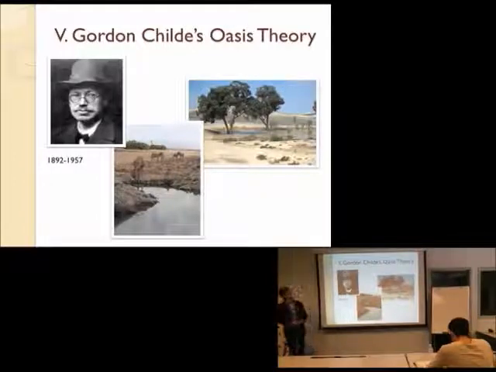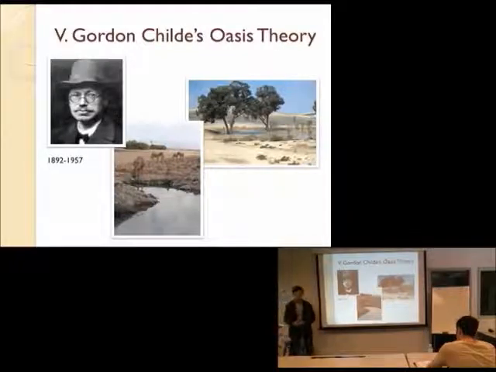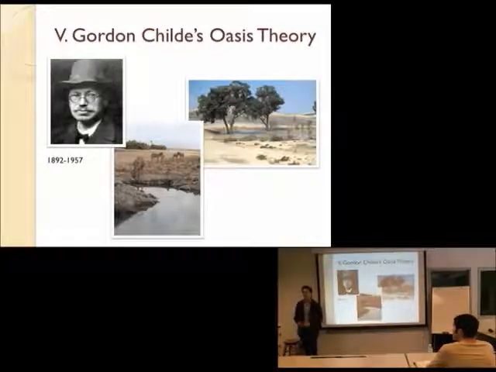The first theory we're going to talk about is that of this guy right here. His name is V. Gordon Childe, and he's really one of the first systematic theorists in archaeology. He's one of the first archaeologists who paid careful attention to data and used data to support his arguments. I know this sounds like a shocking idea.